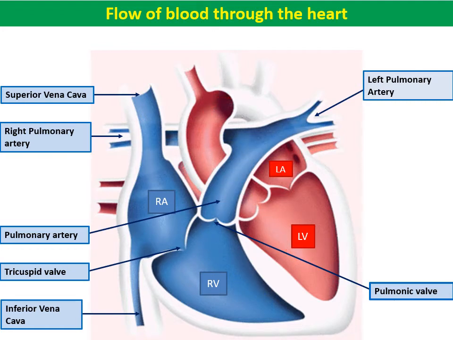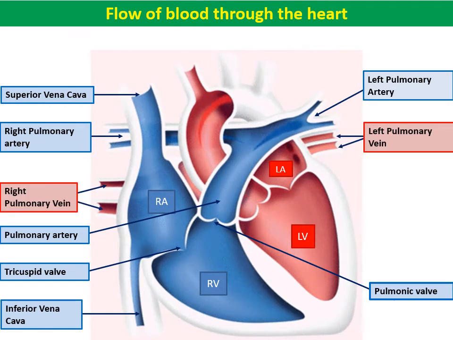So once it reaches the lungs, what happens? The blood will get oxygenated through capillary exchange and gas exchange of carbon dioxide and oxygen, which you will be learning in the respiratory system. After that, once the blood is oxygenated, it is brought back into the left atrium through the left pulmonary vein and the right pulmonary vein. It will enter the left atrium.